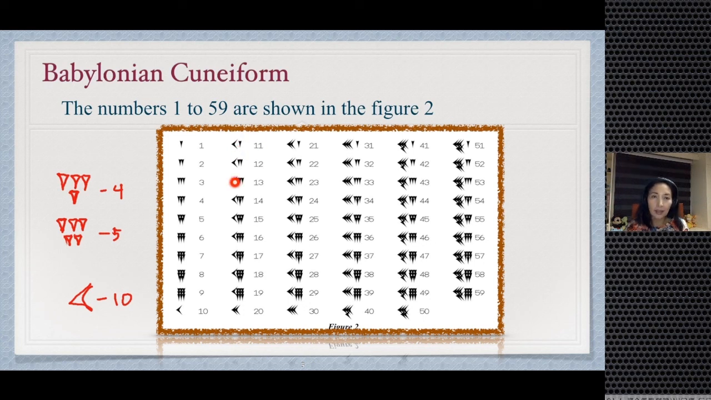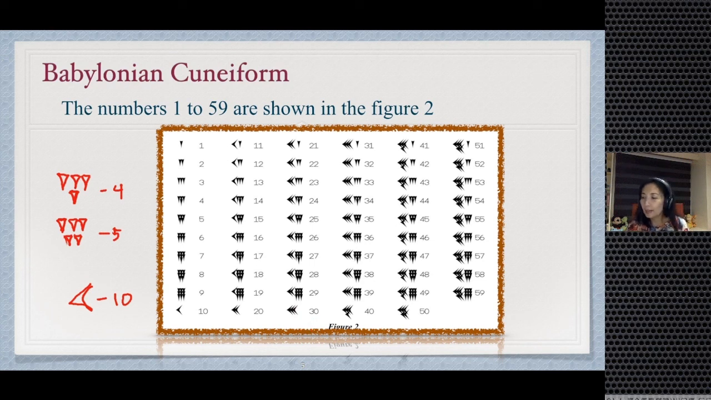Next, 12, 13, 14. How about 20? It will now be represented by 2 horizontal wedges. In like manner, 21 will be 2 horizontal wedges and 1 vertical, until 29, which is represented by 2 horizontal wedges and 9 vertical wedges. And when it comes to 30, 3 horizontal wedges.